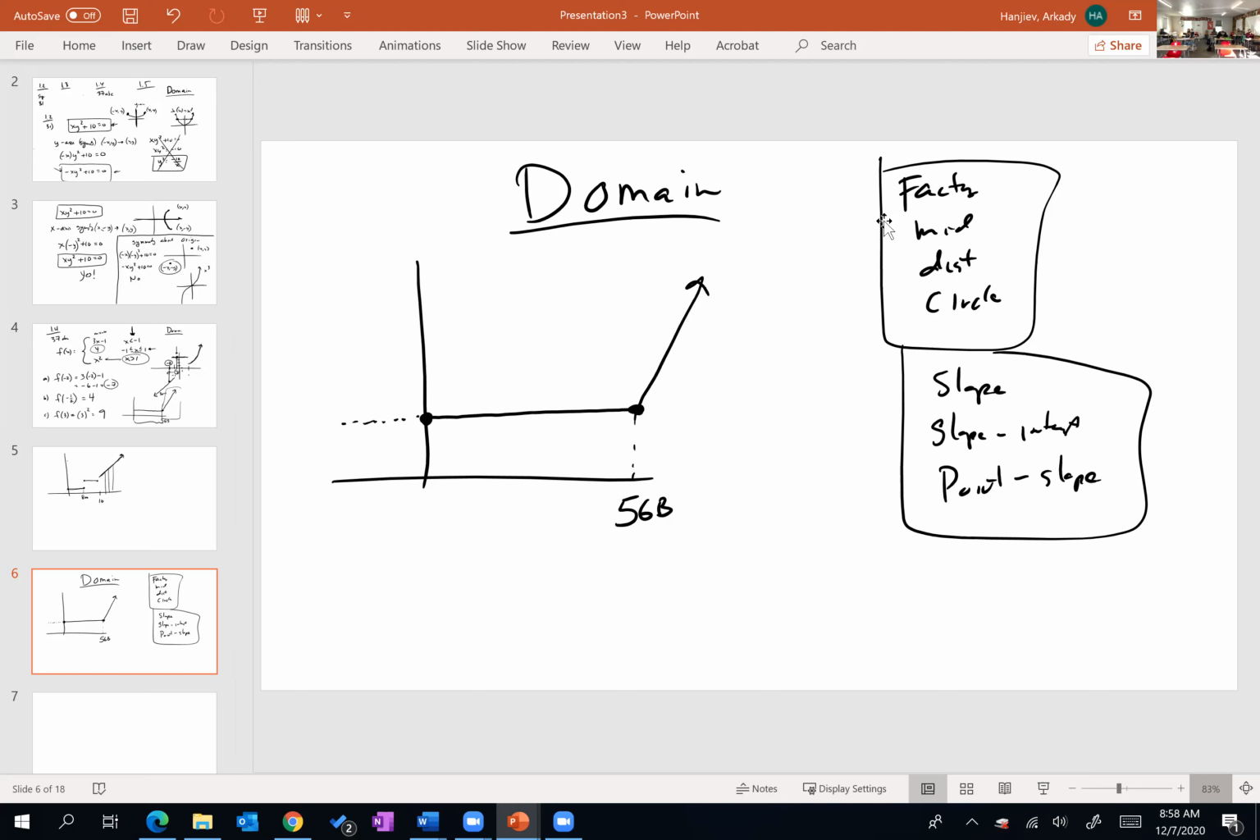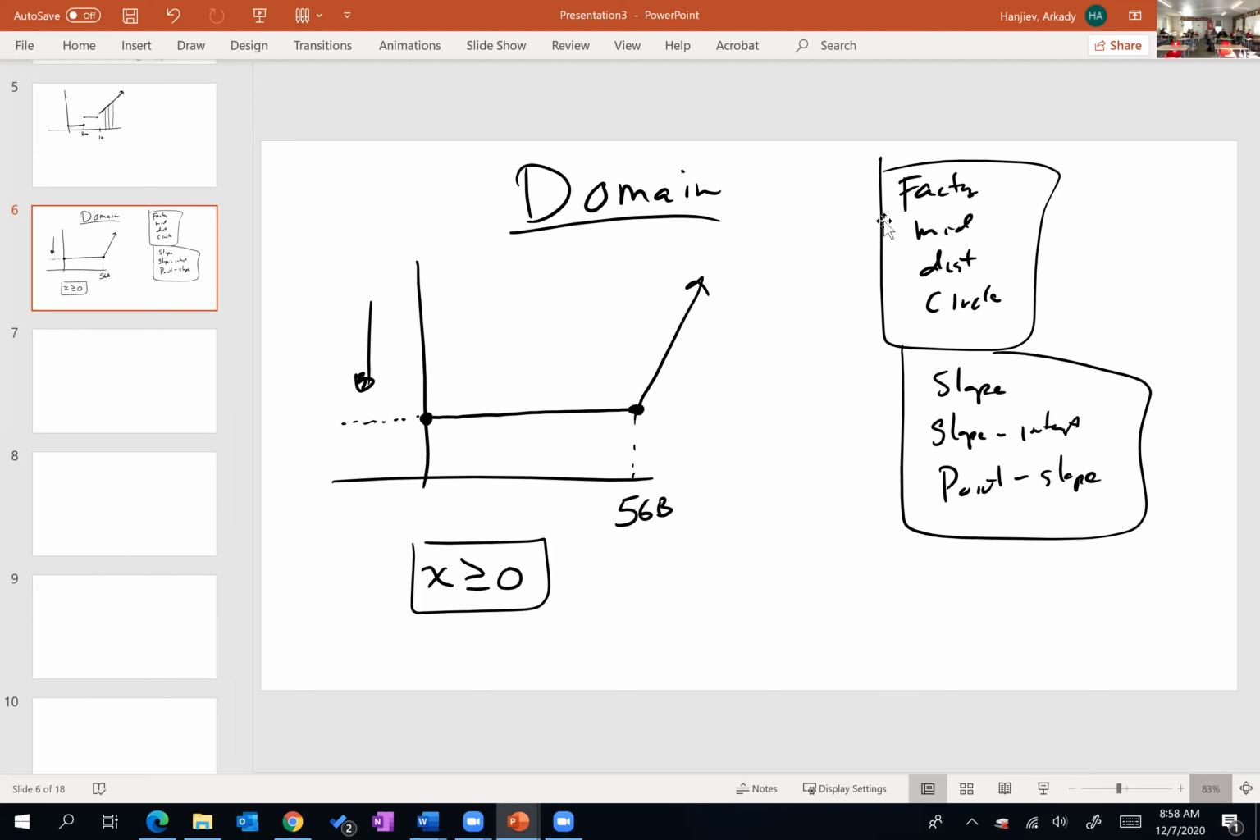So domain is important, first of all, in restricting what we're going to look at. In this case, whatever this cell phone bill looks like, I'm going to say that x has to be greater than or equal to 0. That restricts the domain to say, look, I'm not even thinking about the negatives for this particular problem. So in a conceptual way, domain restricts what we're looking at because this function only works for this.